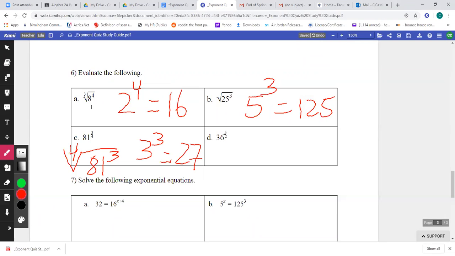And then letter D, I am taking the square root of 36 to the 5th power. So the square root of 36 is 6. And then so now I just take 6 to the 5th power, and I don't know what that is, so I'll do that on the calculator. That is 7,776.